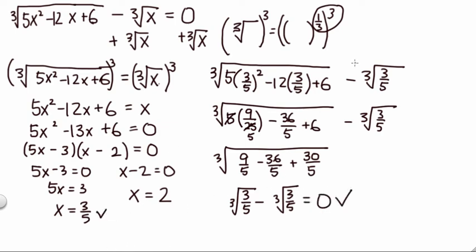And then we have to plug in 2. Let's do it kind of shorthand here. So it's 5 times 2 squared, 2 times 2 is 4, 4 times 5 is 20, minus 12 times 2 is 24, plus 6. If we do all of this out, we get 20 minus 24, which is negative 4, plus 6 is positive 2. So we get the cube root of 2, and then when we plug in 2, we get the cube root of 2 minus the cube root of 2, which does equal 0.